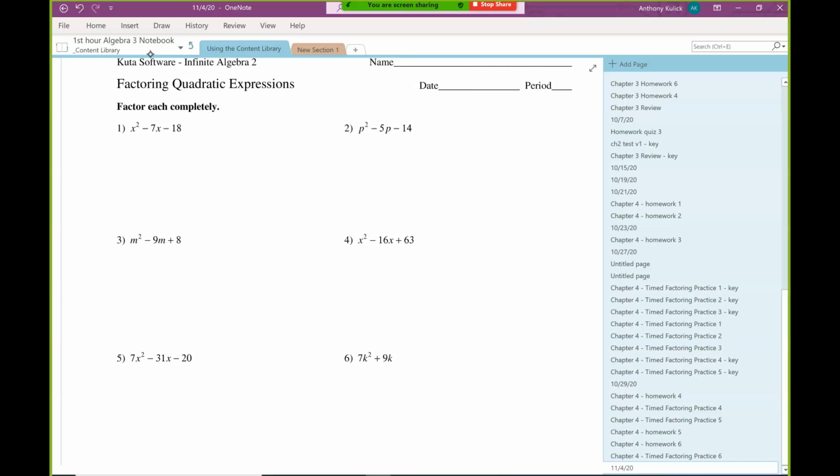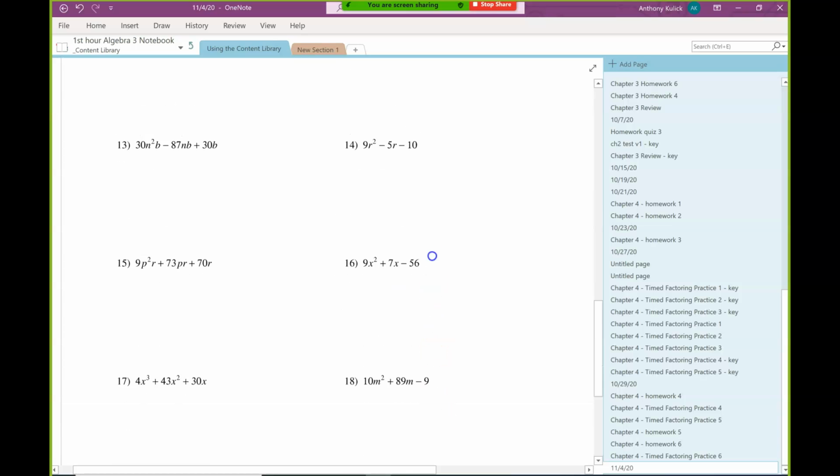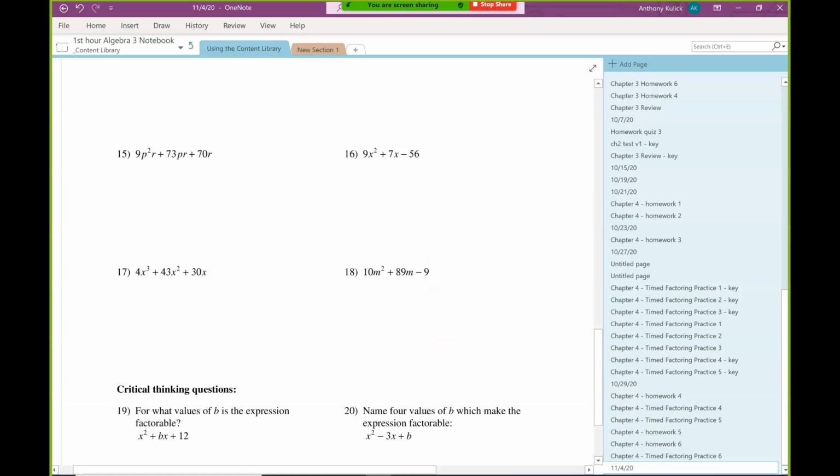Did anybody have anything from this factoring worksheet that they wanted to ask about? Oh, hold on. Sydney Schulte. Absolutely. I'd be happy to. Okay.